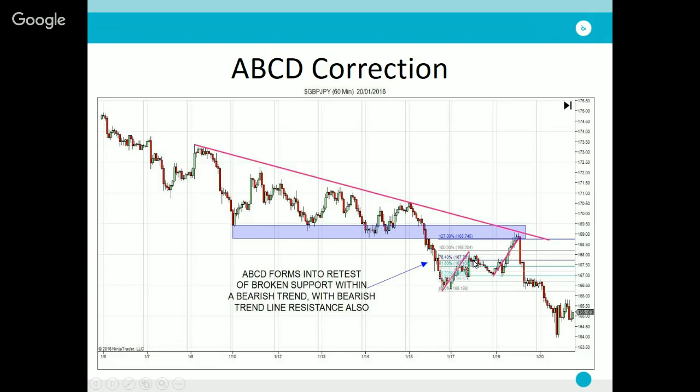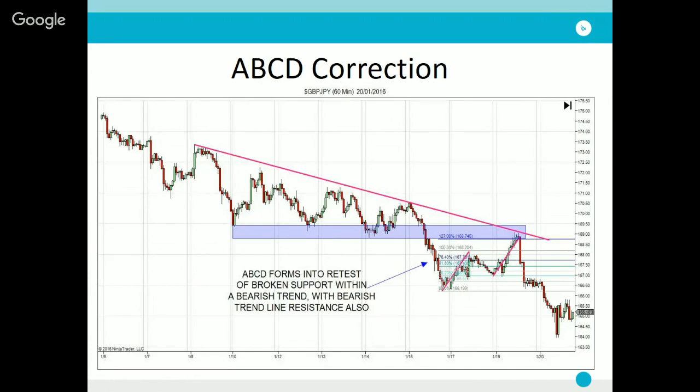And you can see that the structure of the correction to that level actually gave us a really nice ABCD pattern. So here we had a clear example of the ABCD pattern that we were just looking at in confluence with broken structure, which we know can often lead to a resumption of the trend, and also our trend line resistance. So this is a really great way and shows how versatile harmonic patterns can be in terms of integrating them with other traditional technical analysis methods.